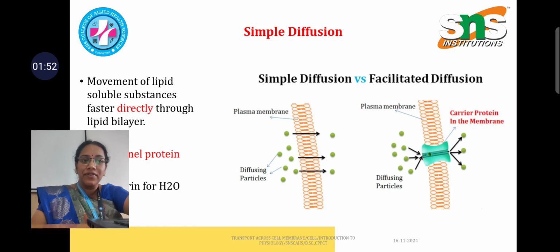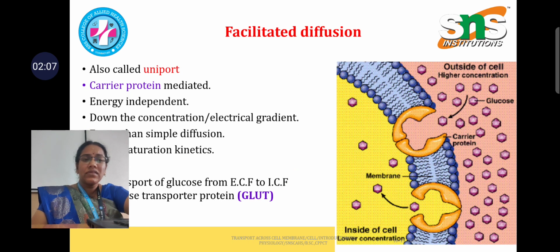You can see here the simple diffusion, and also a carrier protein present for the transport across the plasma membrane, or cell membrane, called the plasma membrane. You need a carrier protein for transport of molecules from one area to another. You also have aquaporin, through which water can be transported. Facilitated diffusion is also called uniport. It requires carrier protein mediated transport, and it is energy independent. It can transport down the concentration and electrical gradient, and it is faster than simple diffusion. For example, here it is mentioned as GLUT, the glucose transporter protein, which helps to transport glucose across the cell membrane.